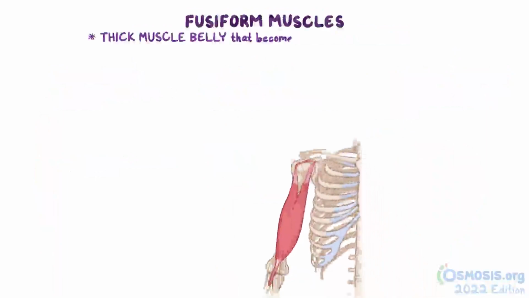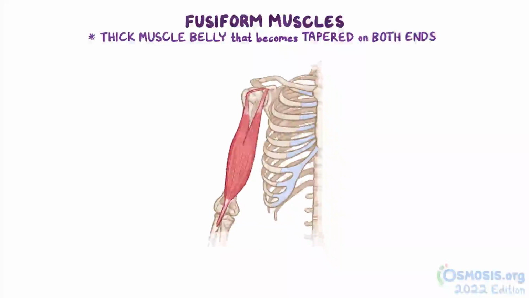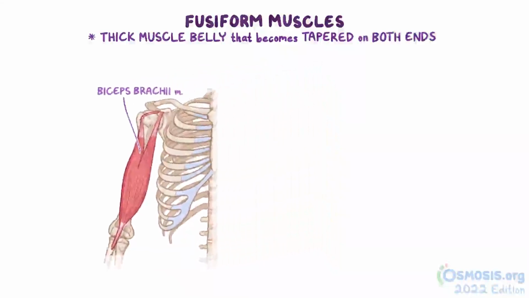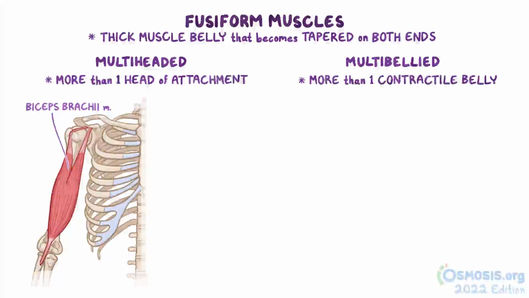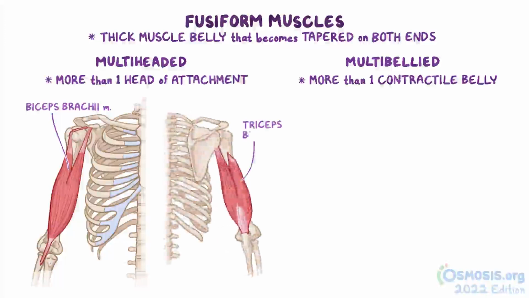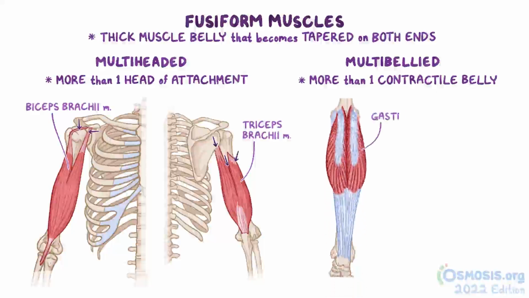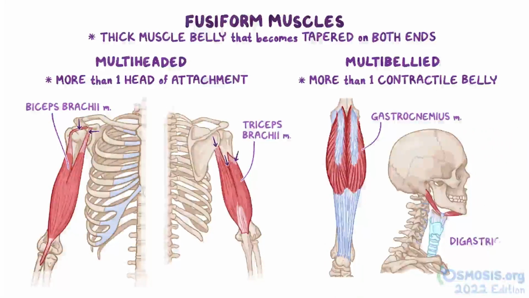Next are fusiform muscles, which have a thick muscle belly that becomes tapered at both ends. An example of a fusiform muscle would be the biceps brachii. Speaking of biceps brachii, multi-headed or multi-bellied muscles have more than one head of attachment or more than one contractile belly. Both the biceps brachii and triceps brachii muscles have 2 and 3 fusiform heads respectively, and thus could also be referred to as multi-headed. Examples of multi-bellied muscles include the gastrocnemius muscle in the leg or the digastric muscle under the jaw, which both have 2 bellies.